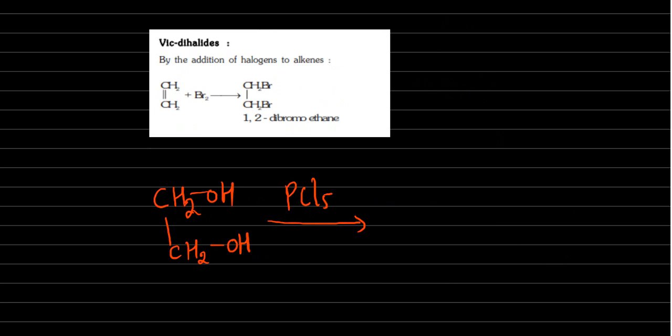Next, if you want to prepare vicinal dihalides, you can take a double bond, addition of bromine in the presence of carbon tetrachloride. Here, the important thing is the cyclic bromonium ion mechanism. This is the intermediate it is forming. Then it is forming like this.